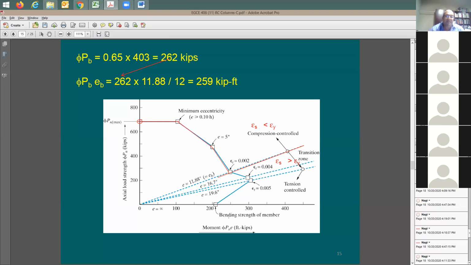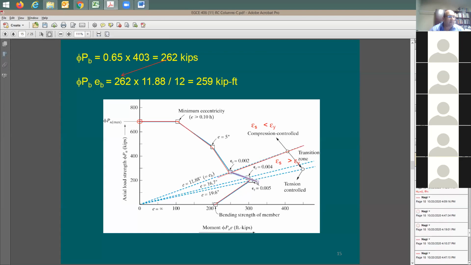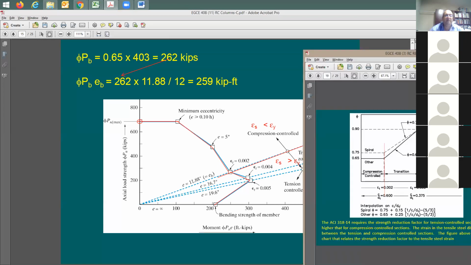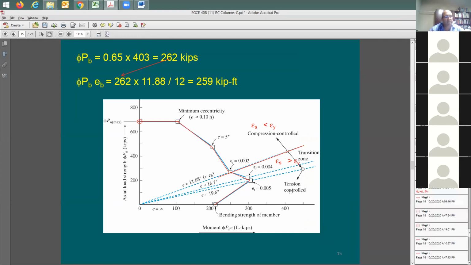Anyways, instead of asking you to do lots of work, we said our interaction diagram is going to look like this. So we're trying to find out what happened at this point. You see this point here? At this point, the strain in the tension steel is going to be 0.05. What is the significance of this point? At 0.05, you now become tension controlled. So right here, beyond this point, you're in the tension control, and between here and there, this is going to be the transition zone.